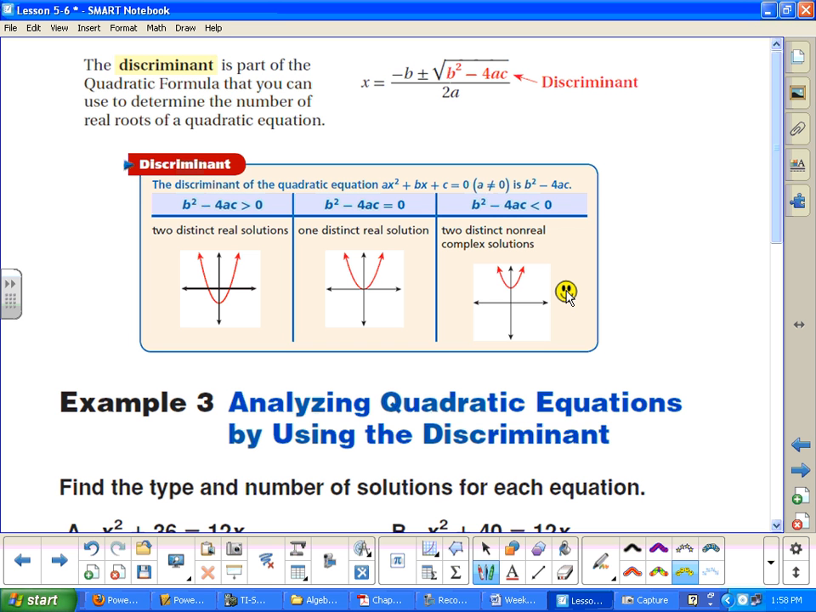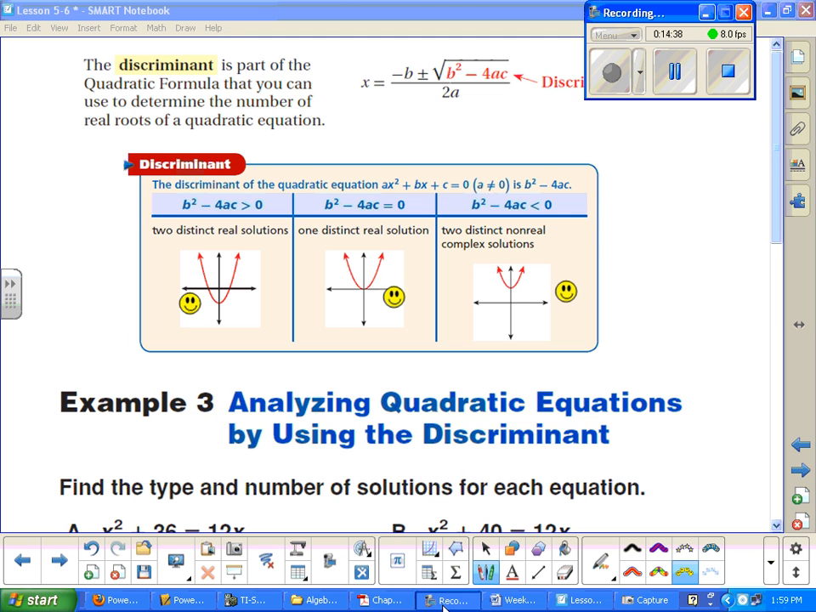If it equals 0, that means there's only one answer, it hits the x-axis, because then the vertex is right on the x-axis, okay? Like they have in this case here. And if it crosses the x-axis and comes back up, then you have 2 solutions like in this case here.